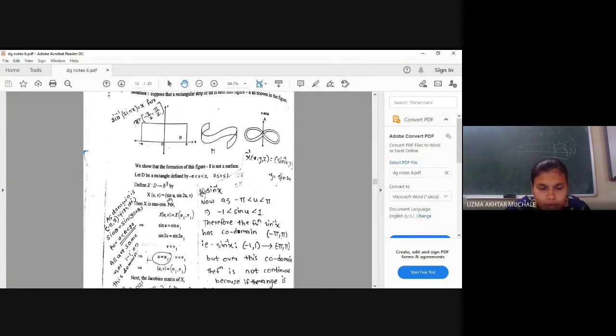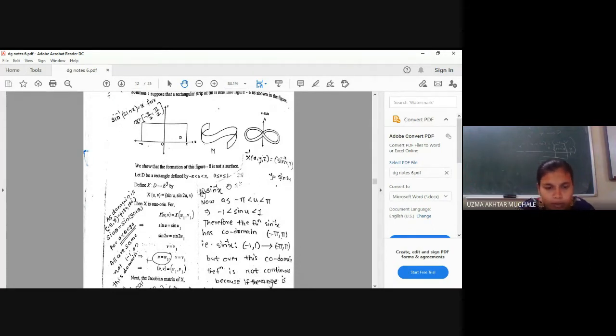What is u? As it is given that x is equal to sine u, so u will be sine inverse of x. Okay. Similarly, y is equal to sine of 2u. So what will be u? U is equal to 1 by 2 sine inverse of y. Okay, so in the very similar way, you can find out the inverse function. Still, if you are having a doubt, you can ask how to find out the inverse function.